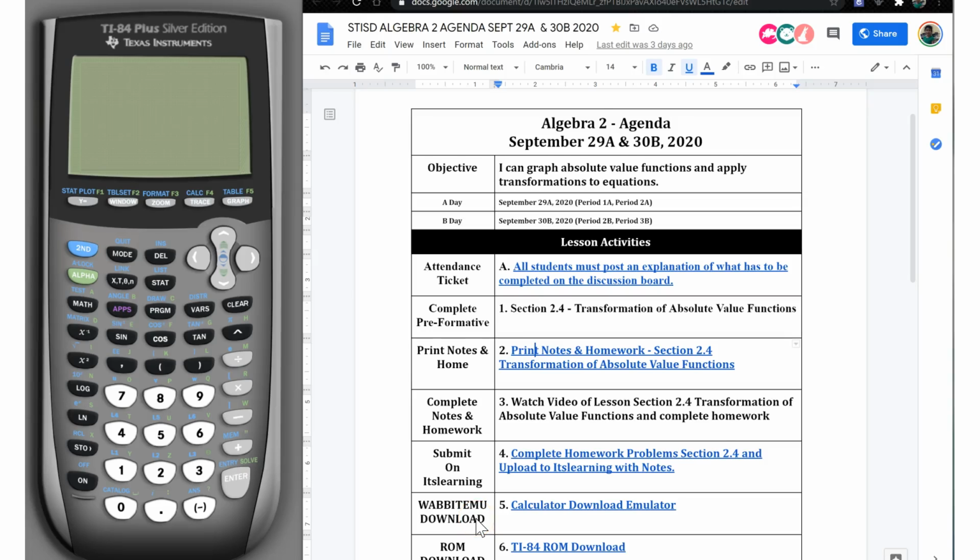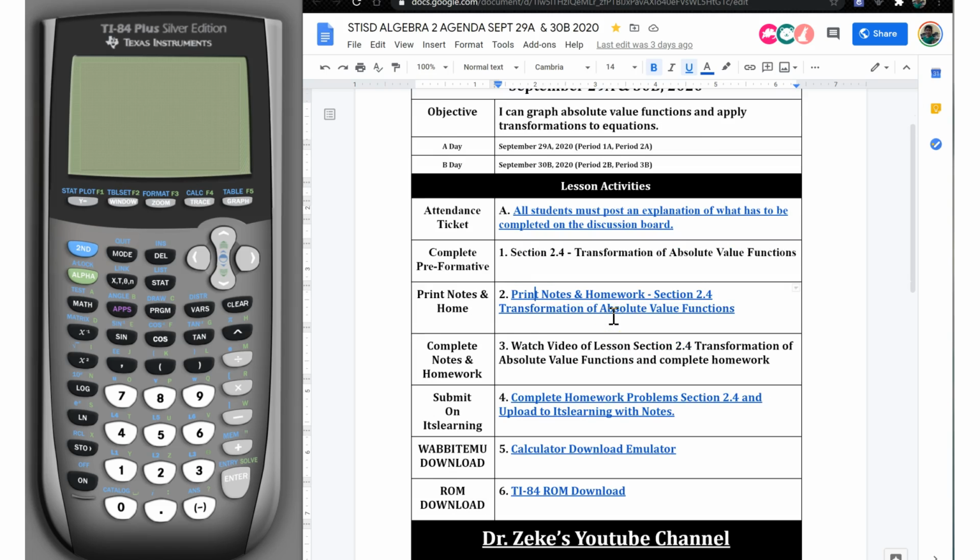Today you'll be working with the absolute value functions and applied transformations of equations. Remember that you must complete the attendance ticket, and that has to be a post that you put on the discussion board explaining what you're going to be doing today, which today you'll be doing transformation of absolute value functions.